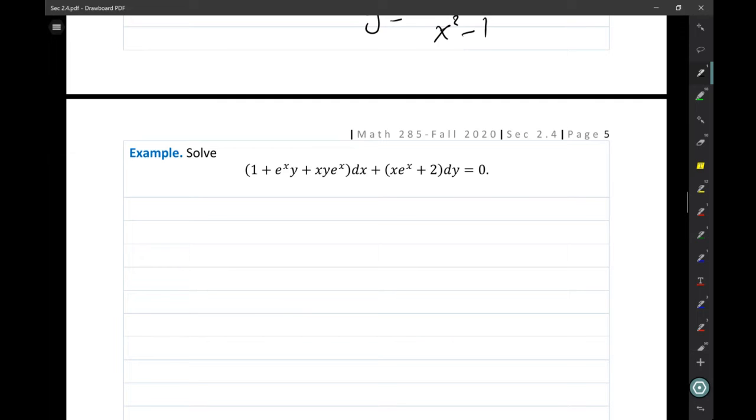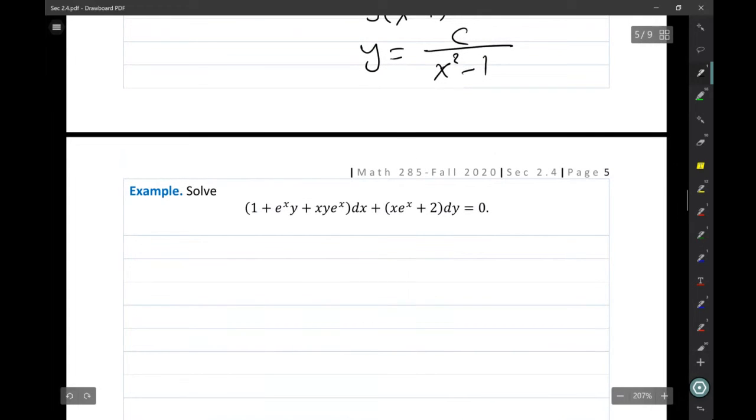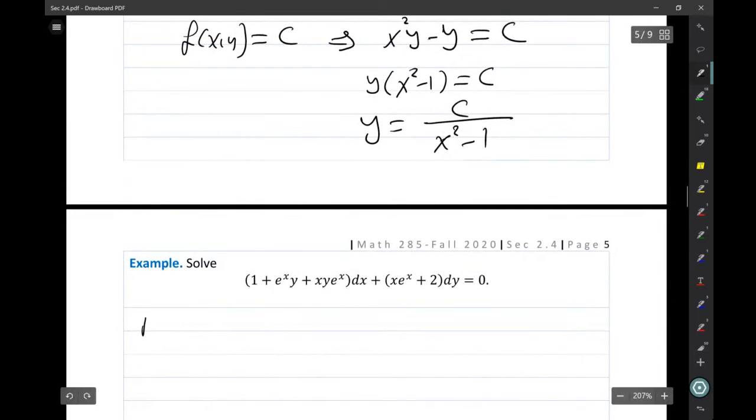I need you to participate with me actually. So what do you think? Let's see. I will give you 2 minutes to check whether it is exact or not. I want you to solve with me. Now M equals 1 plus e^x y plus x y e^x, and now N equals x e^x plus 2.